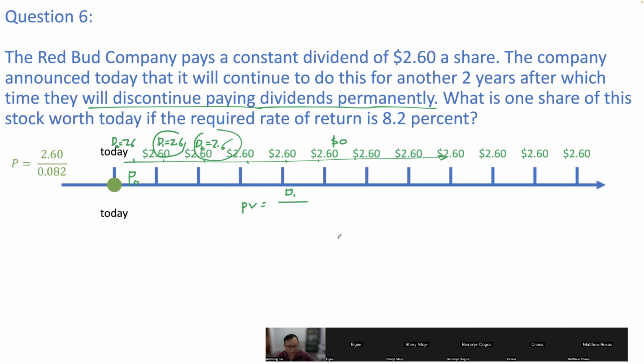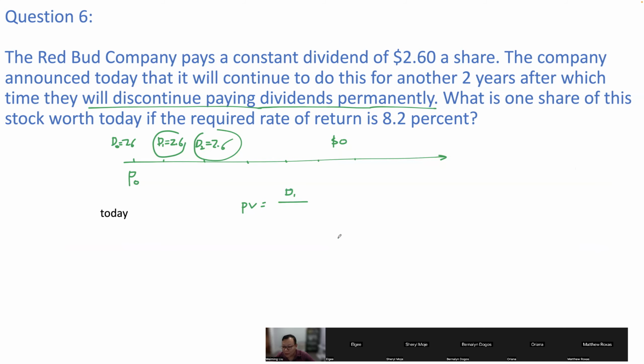Does anyone know? D1 divided by R minus G? No, because first of all, this is not a perpetuity. Second of all, this is not a constant growth rate model. There's no growth rate here. Okay. Divided by 0.082?